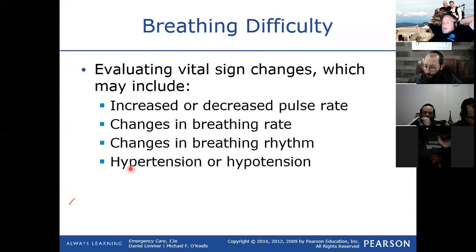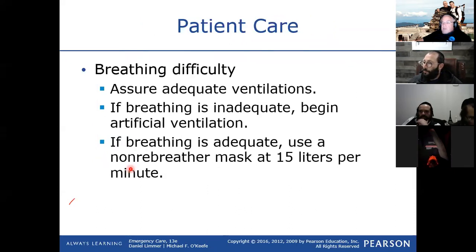Okay? Typically with breathing problems, the blood pressure most of the time is high because they're scared. And when you're scared, adrenaline is secreted. When adrenaline is secreted into your bloodstream, your blood vessels constrict, so your blood pressure goes up. It'd be very rare to see somebody with a low blood pressure and having trouble breathing.